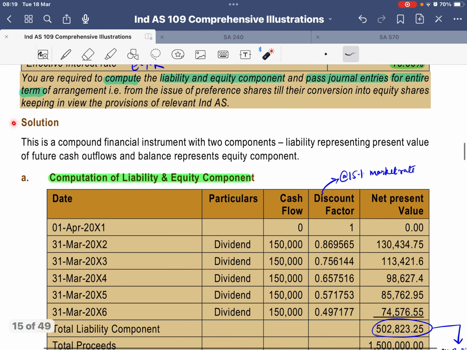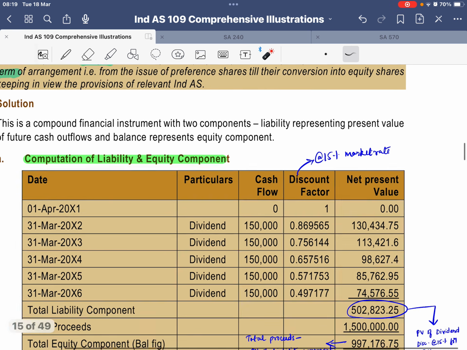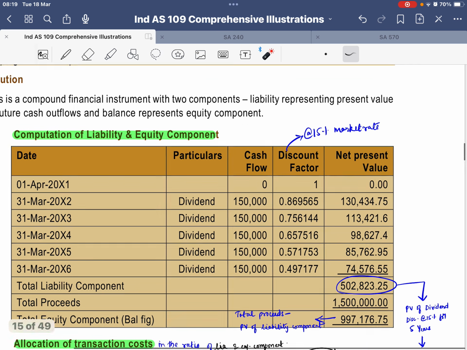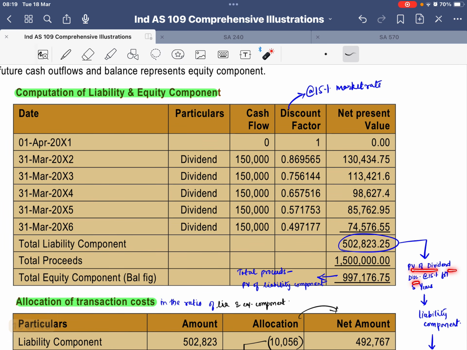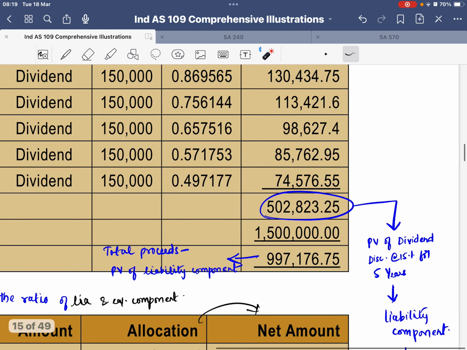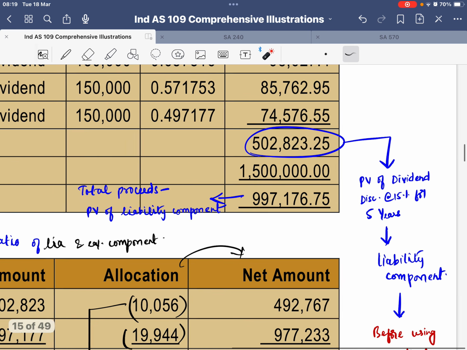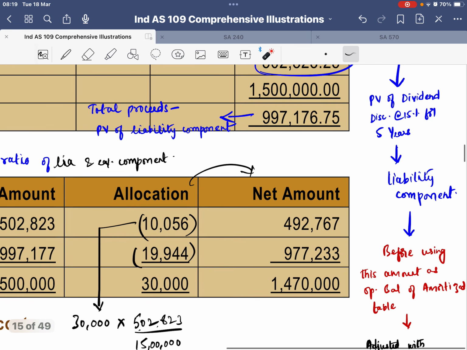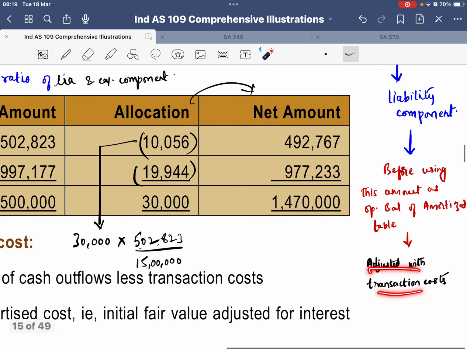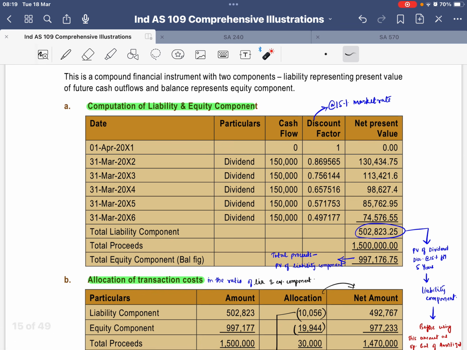Solution. Computation of liability and equity component. We calculate it as present value of dividend discounted at 15% for 5 years, which gives the liability component. Before using this amount as opening balance of amortization table, it is adjusted with transaction cost. The liability component is calculated as dividend 1,50,000 discounted at 15% market rate each year. The total is taken as this. Equity component is 15 lakhs minus the present value of liability component, which gives this value.